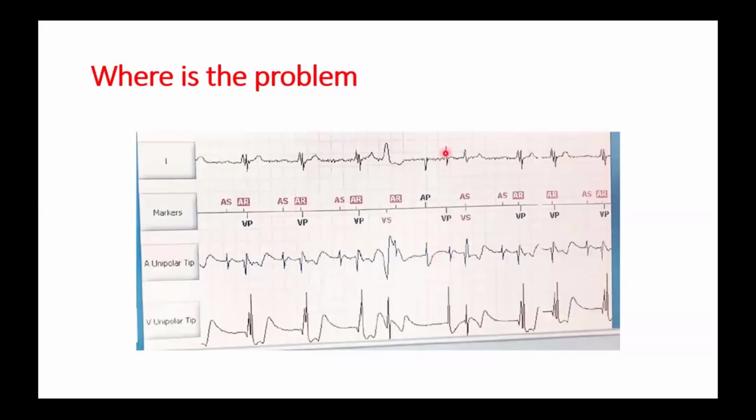But is this really ventricular paced? No, this is only a spike. And I think this is a QRS complex because it is a native one. If you look down, there is the ventricular electrogram down.